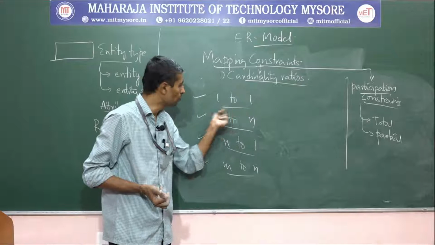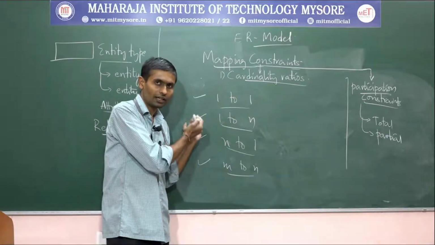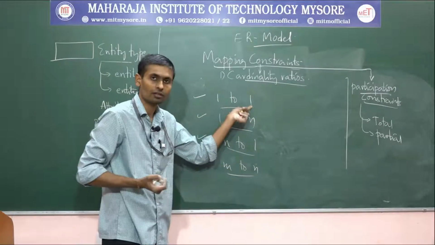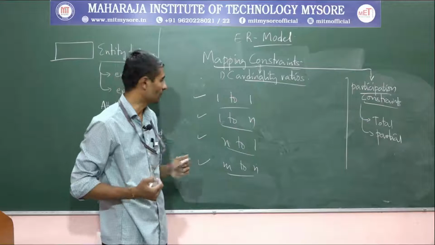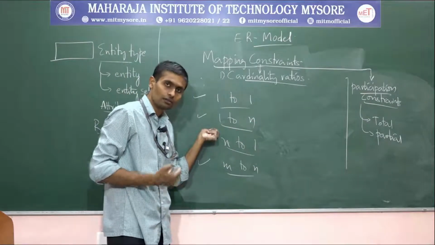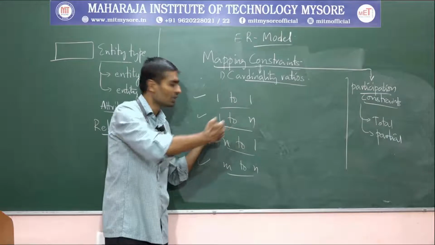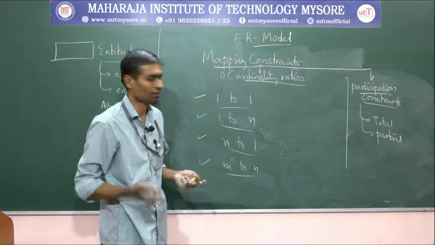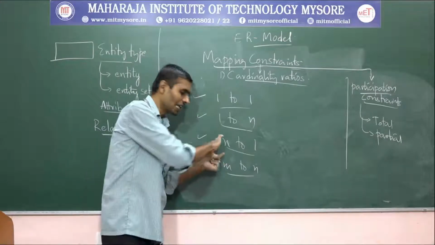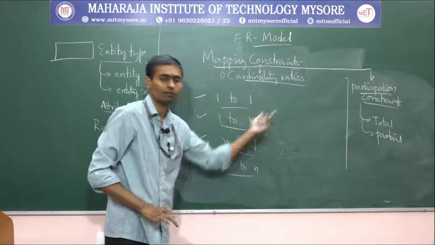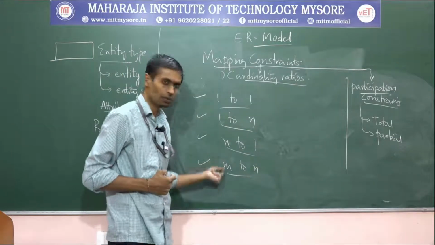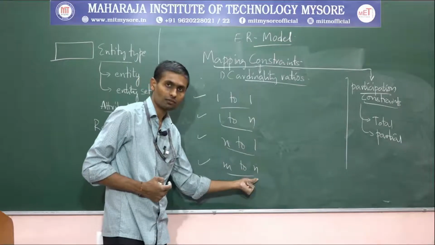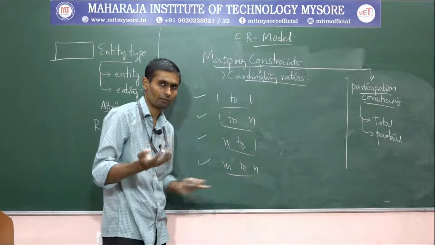The name itself is indicating 1 to 1, that means one instance of the left hand side entity type is connected with what? Maximum of only one instance of another entity type through the relationship type. What about this one? One instance of this entity type is connected with any number of instances of the other entity type, n number of instances. Here, n instances are connected with only one instance of the other entity type through a relationship type. What about many to many? Many instances connected with many instances of the other type.